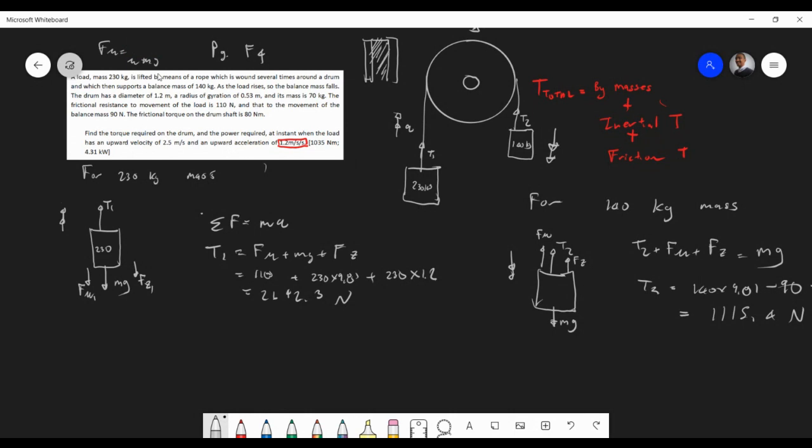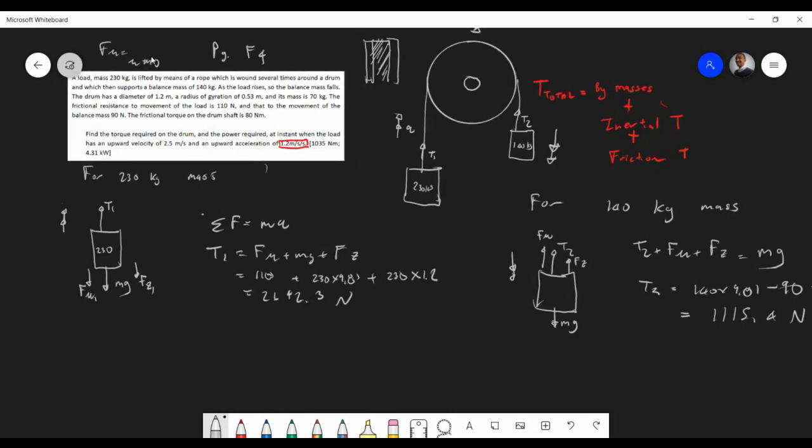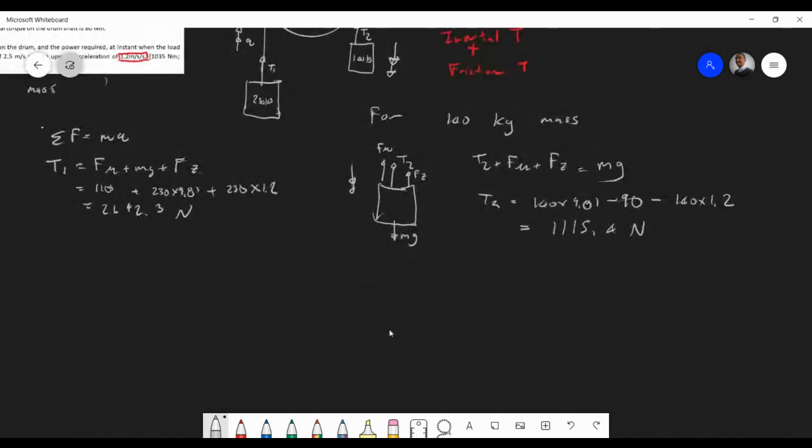Now you'll see what we were actually looking for, the torques of the drum. I hear you, but it's not the case in this one. So we'll discuss more. Just give me time.